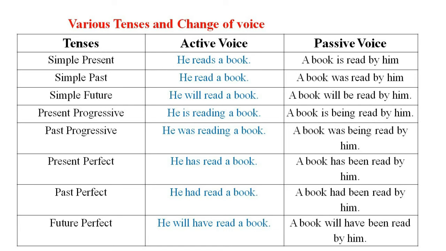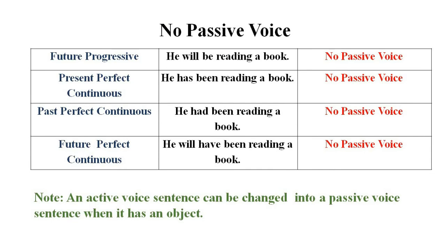Future perfect: "He will have read a book." The passive of the sentence will be "A book will have been read by him." Now come to the next. Dear student, as you have seen, there are some tenses whose sentences are changed into passive voice, but there are some tenses whose sentences cannot be changed into passive. Let's see. These tenses are future progressive, present perfect continuous, past perfect continuous, and future perfect continuous.